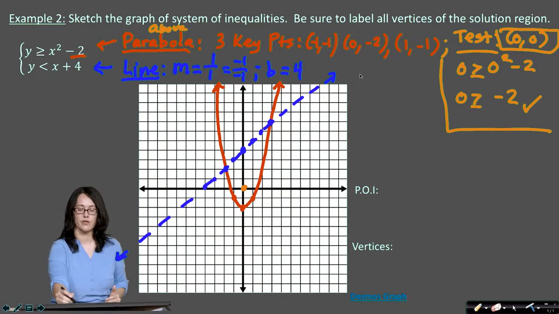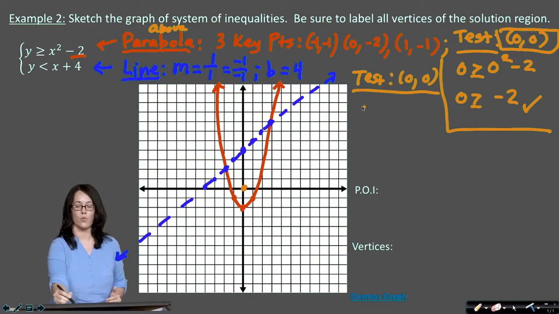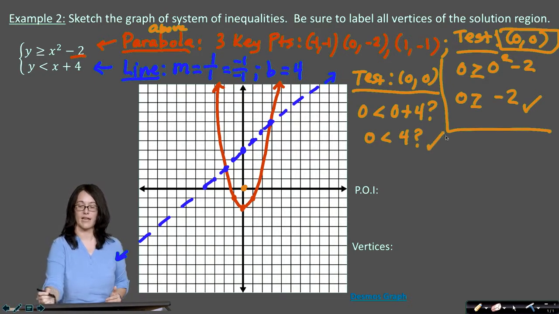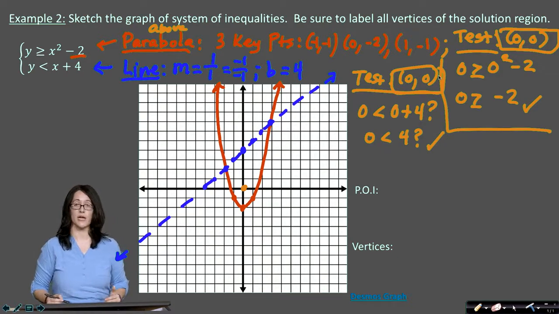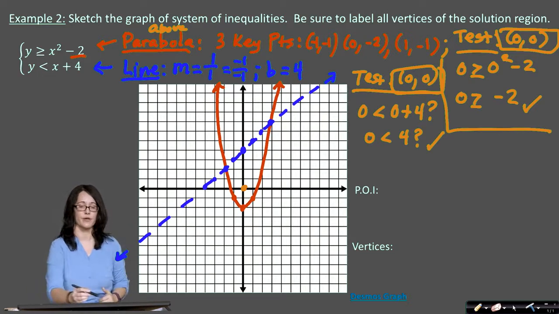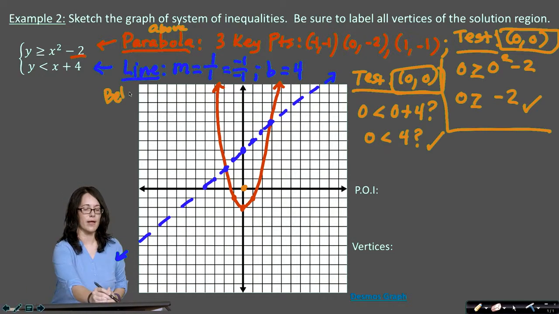We can do that. So if I test 0, 0 for the line, what happens in the inequality? I would have y is 0. Is it less than 0 plus 4? In other words, is 0 less than 4? Yeah, it is true. And if that's true, I include the point. So including 0, 0 would mean shading where 0, 0 is located in relation to this line. That's below the line. So I'm shading below my line and above my parabola.